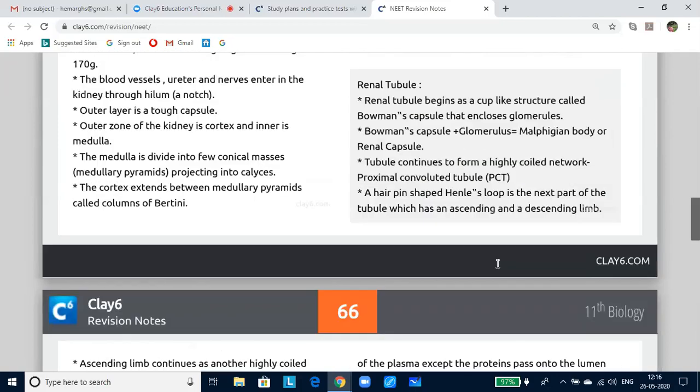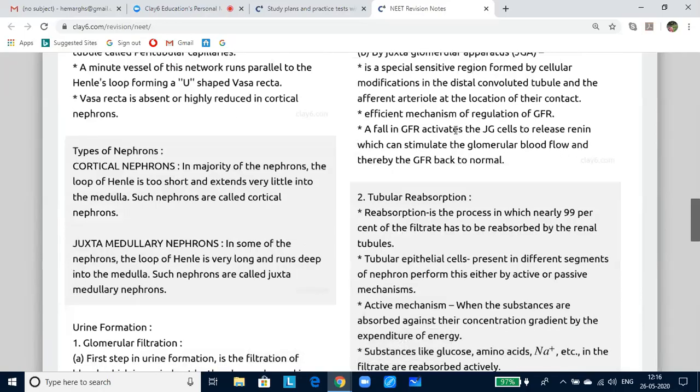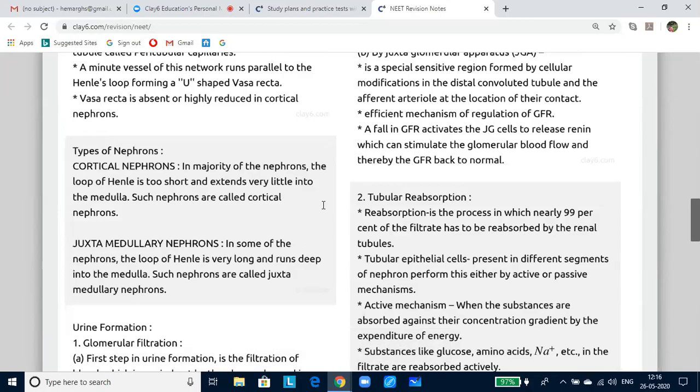Now, with this understanding of the nephrons, you have two kinds of nephrons. One is cortical nephron, the other is juxtamedullary nephron. In the majority of nephrons, the loop of Henle is too short and extends very little into the medulla, and these are called cortical nephrons. In juxtamedullary nephrons, the loop of Henle is very long and runs deep into the medulla.